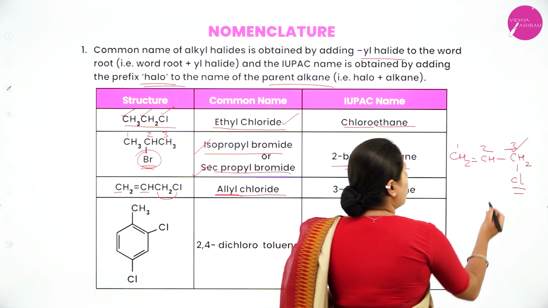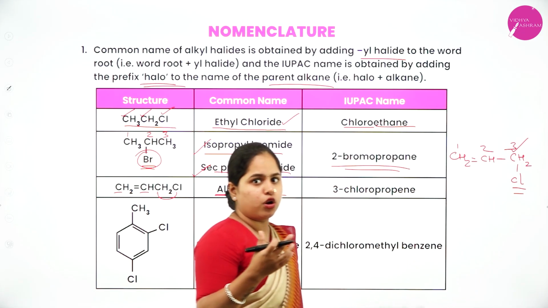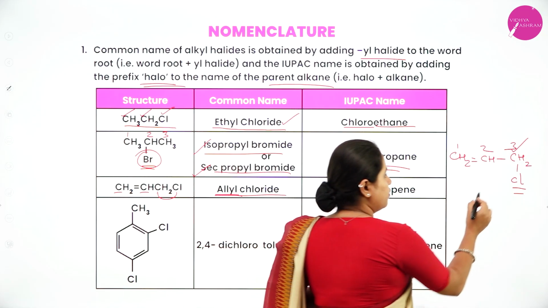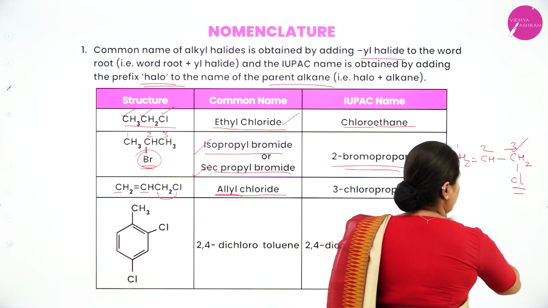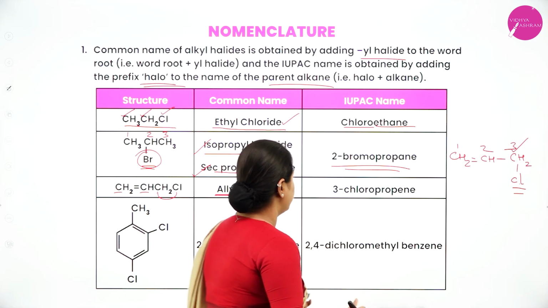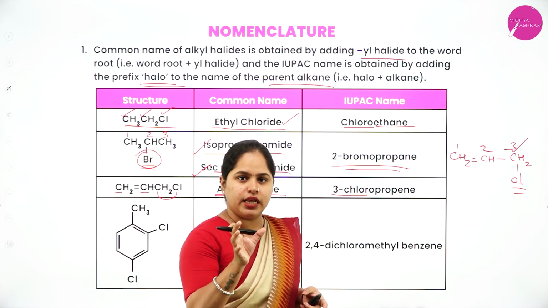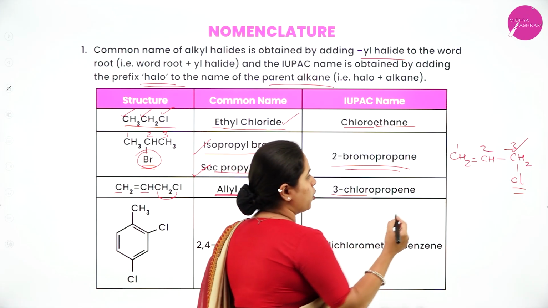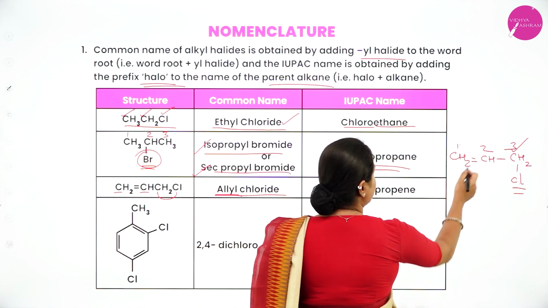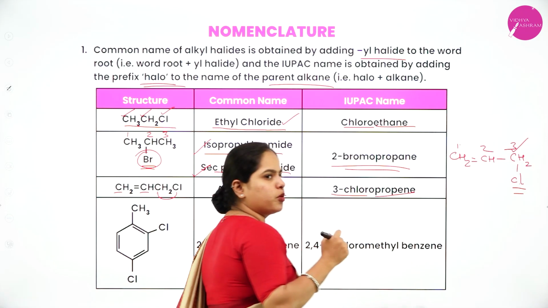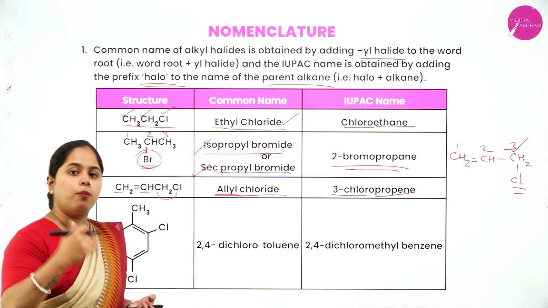Now again, haloalkane is the format we have to write. Which halogen is present? It is chloro. On which carbon atom? Third carbon atom. So we write 3-chloro. And what is the parent chain name? It is propene, right? On the first carbon atom, the double bond is present. So we can just write it as propene, or else we can also write it as prop-1-ene.